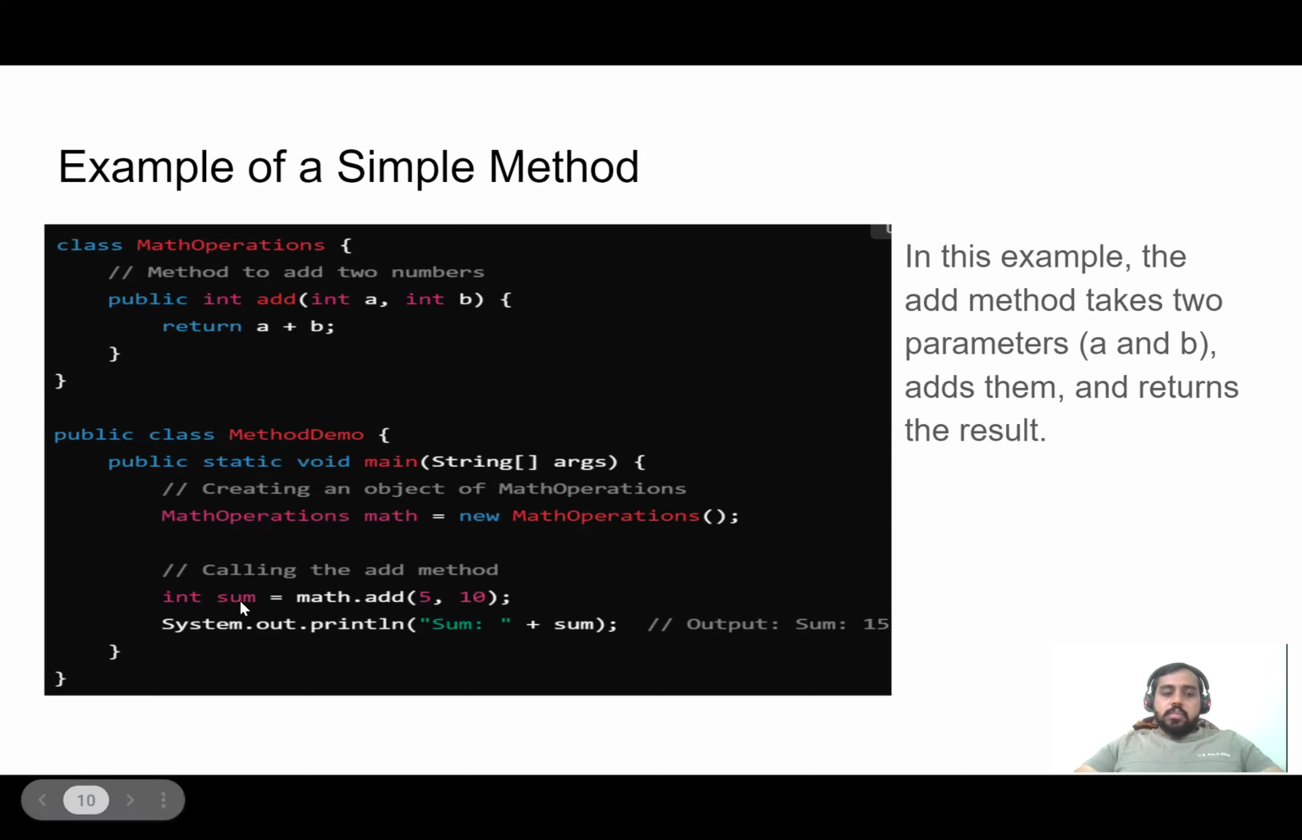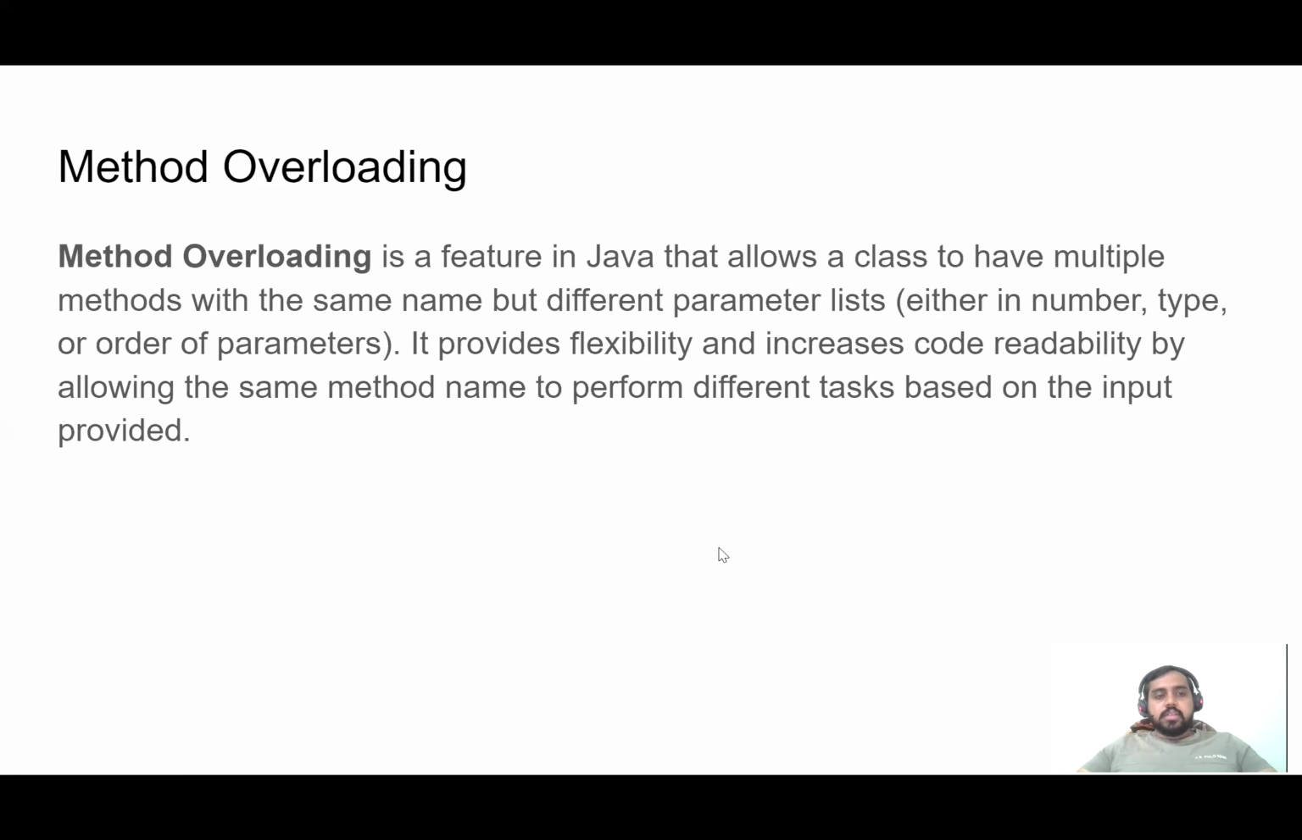After that, I created one variable called sum of type int, equal to math. Math is the reference variable, which is of the same class type. This reference variable holds the address of an object. Using this reference variable, I'm invoking the method add, which is there in the object. I'm passing two values, 5 and 10, because this method has two parameters, int a and int b, and it returns a plus b. If you print the sum here, I get 15. This is a simple example of a method.